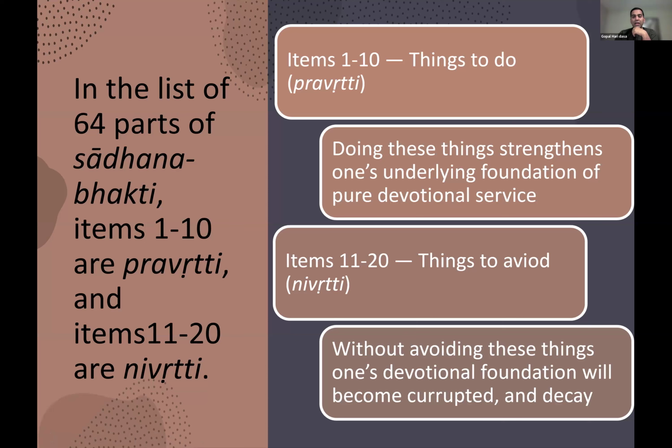The items 1 through 10 are things to do, pravritti. Doing these things strengthens one's underlying foundation of pure devotional service. Items 11 to 20 are things to avoid. Without avoiding these things, one's devotional foundation will become corrupt and decay.